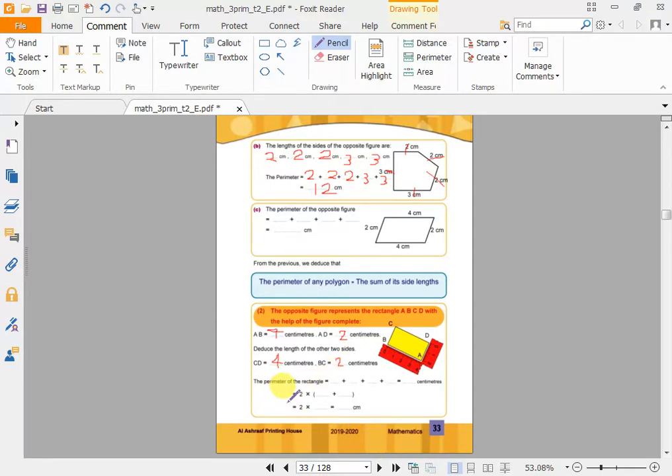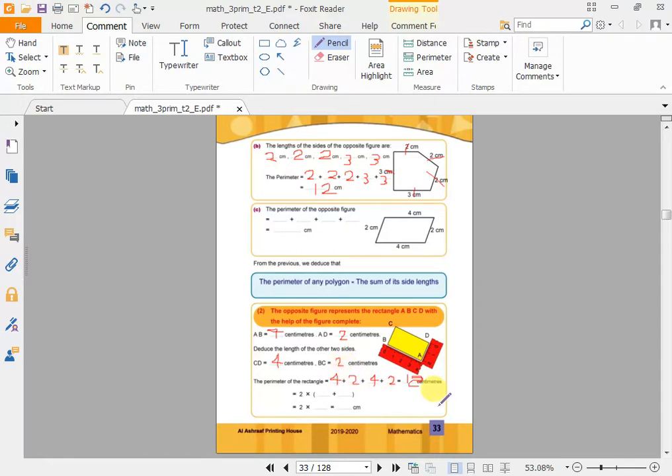The perimeter of the rectangle, what will we do? We will write the side lengths of the rectangle. 4 plus 2 plus 4 plus 2. 4 plus 2 equals 6, 6 plus 4 equals 10, plus 2 equals 12. 12 what? 12 centimeters.